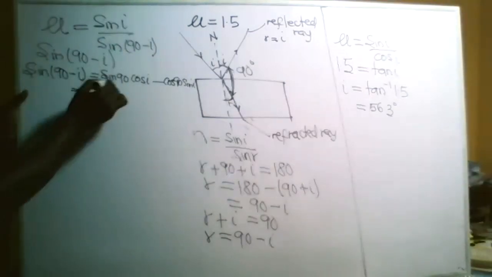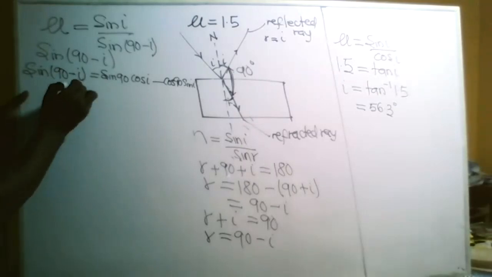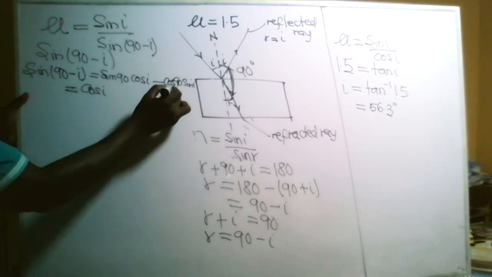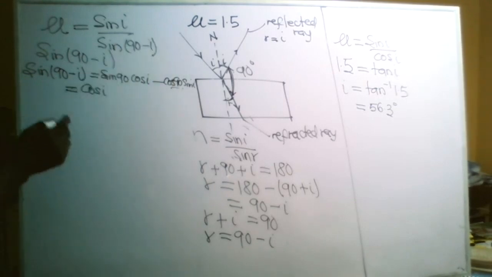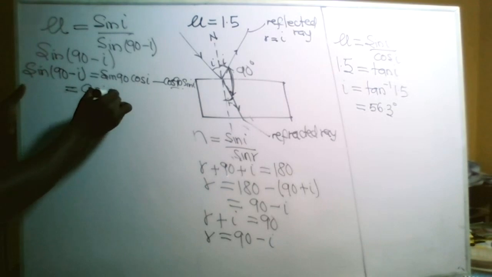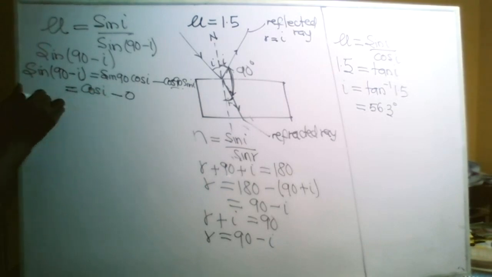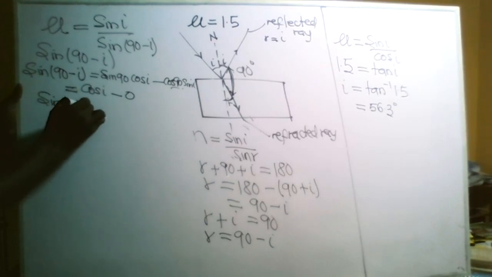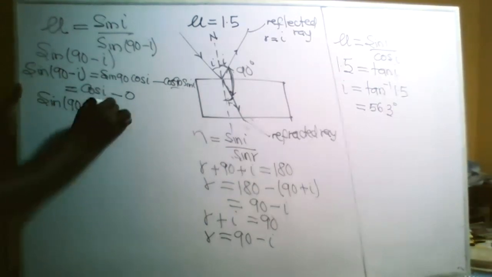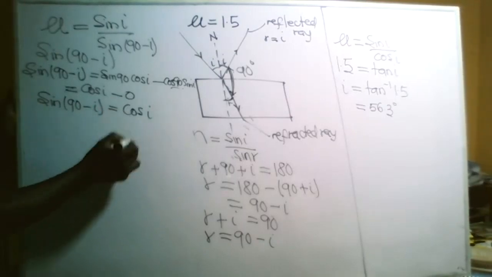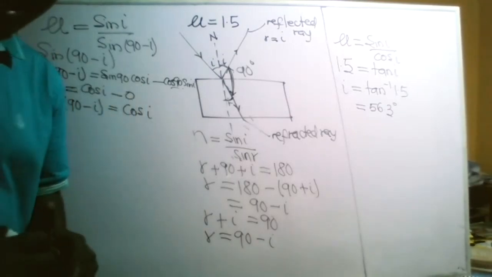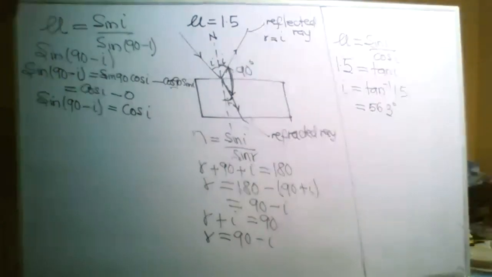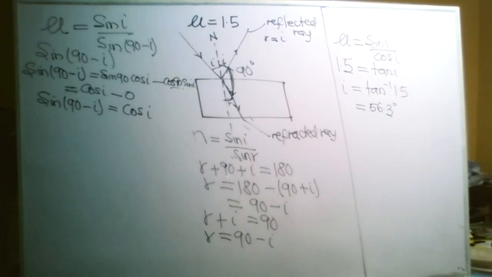Sine 90 we know is 1, so this is cos I. Cos 90 is 0, so everything else is 0. So when you use trigonometry to expand, you also arrive at the same answer, that sine of 90 minus I is equal to cos of I. So this is the other way out. Please, are we okay?